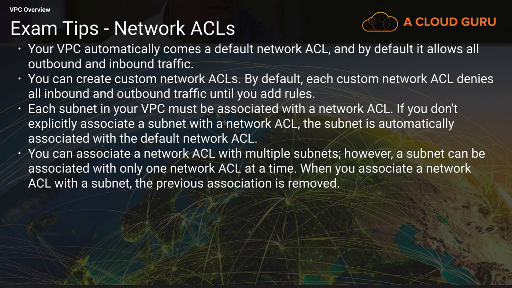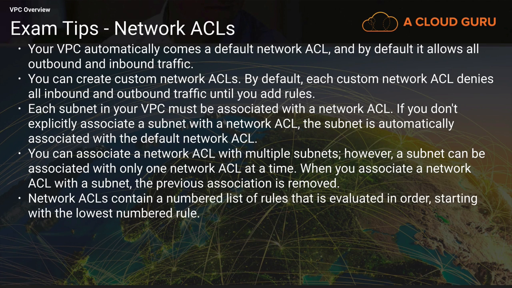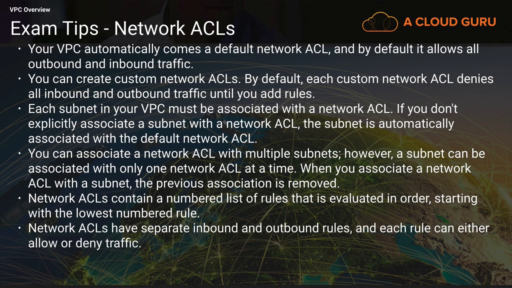It can only be associated with one. When you associate a network access control list with a subnet, the previous association will be removed. Network access control lists contain a numbered list of rules, and they're evaluated in order, starting with the lowest number rule first. So if you do get a scenario-based question on your exam, where you've got a bunch of different NACLs and you have to say how the traffic is going to work, start with the lowest rule first and then work your way up.